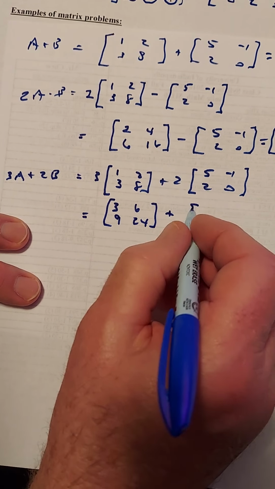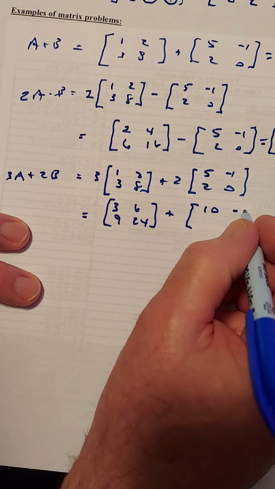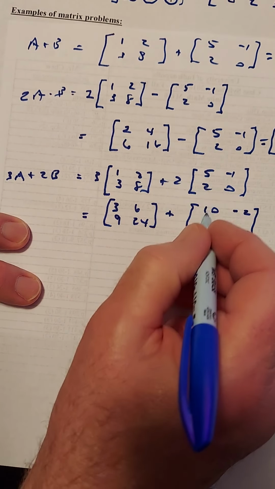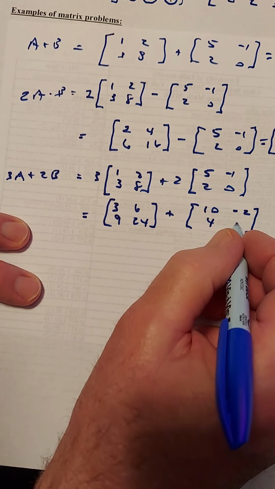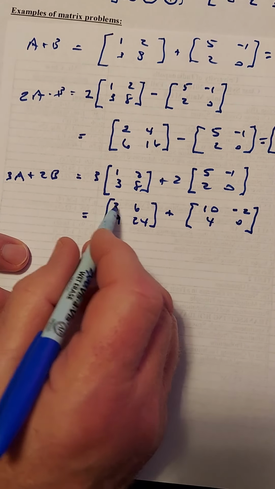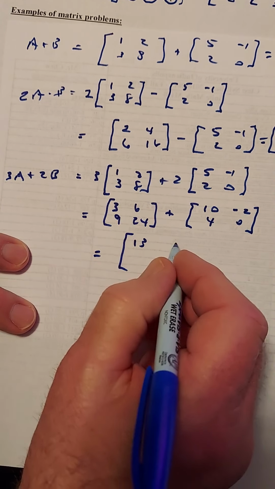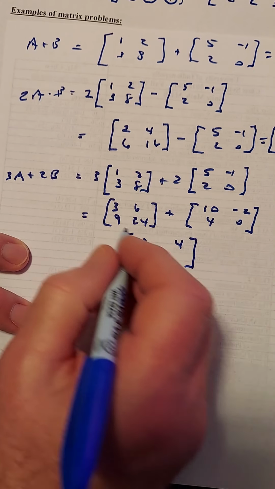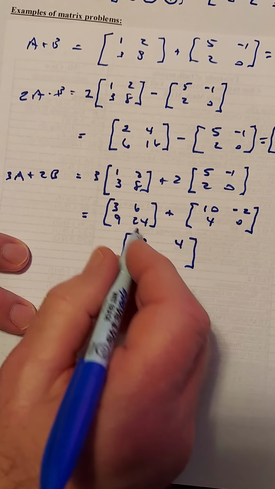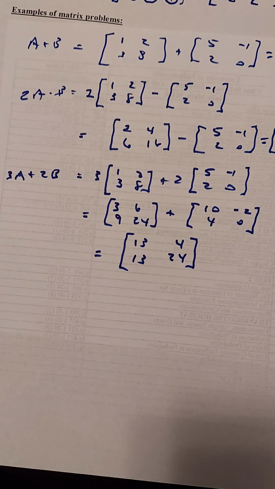Plus 2 times 5 is 10, 2 times negative 1 is negative 2, 2 times 2 is 4, and 2 times 0 is 0. Then you can have 3 plus 10 is 13. 6 plus negative 2 is 4. 9 plus 4 is 13. And 24 plus 0 is 24. And there you go.